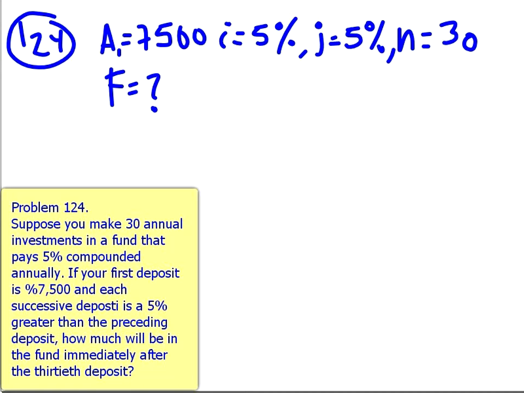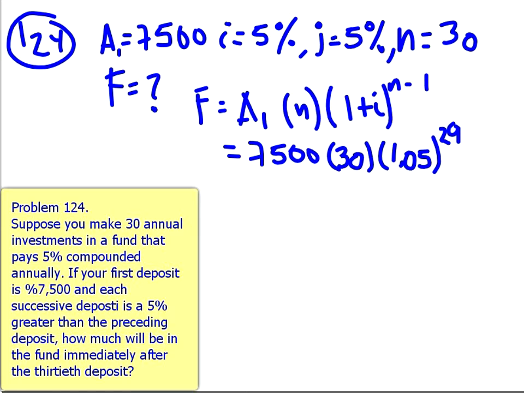Now, if you notice, both i and j have the same value, and remember that you have to be careful because there are two sets of formulas: one when i is equal to j, and another one when i and j are not the same. Obviously, in this case we have to use the formula for when i equals j, which is F, the future value, equals A1 times n times (1 plus i) to the n minus 1, and this formula is only valid when i is equal to j. So when we plug in the values, we have 7,500 times 30 times 1.05 to the 29.